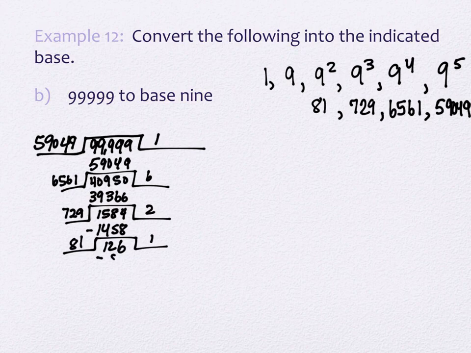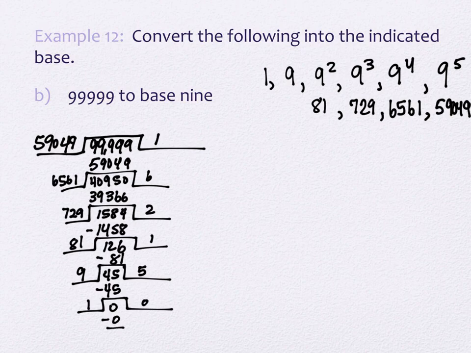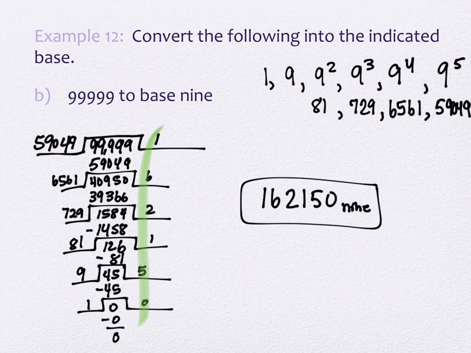81 will go into this one time to subtract. And we get 45. 9 goes into 45 5 times, which is 45. Remainder 0, but I need to divide by 1, which goes in 0 times to give me 0. I know that was really fast. We're doing the same process we did over and over again each time. And our solution is the value still over here on the right-hand side. It's 162,150, base 9. Make sure you write the base. The only time you don't need to write the base down next to it is if it's in base 10. That's the understood one. Okay?